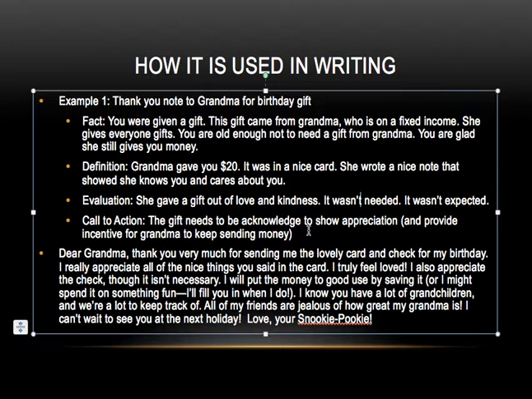I know you have a lot of grandchildren, and we're a lot to keep track of. All my friends are jealous of how great my grandma is. I can't wait to see you the next holiday. Love, your Snooky Pookie," or whatever you're called, right?